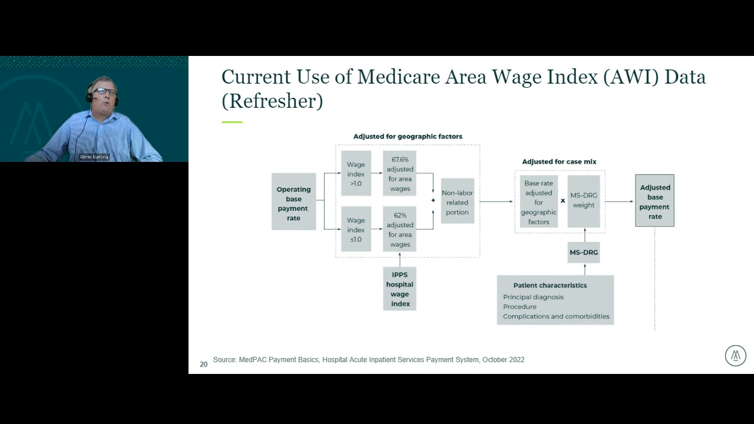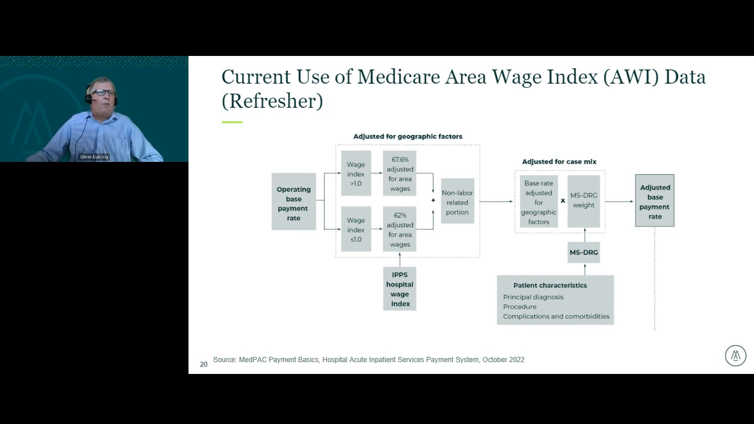If your wage index factor is greater than 1, the resulting calculation is multiplied by 67.6% as shown on the slide. And if it's equal to or less than 1, the multiplication is by 62%. From here, the resulting calculation, whichever way it falls, is added to the non-labor component, and you arrive at an adjusted operating base payment before case mix adjustments are applied. The MS-DRG case weight, which corresponds to the patient's diagnosis and the severity of that diagnosis, is then multiplied to arrive at an adjusted operating base payment rate.